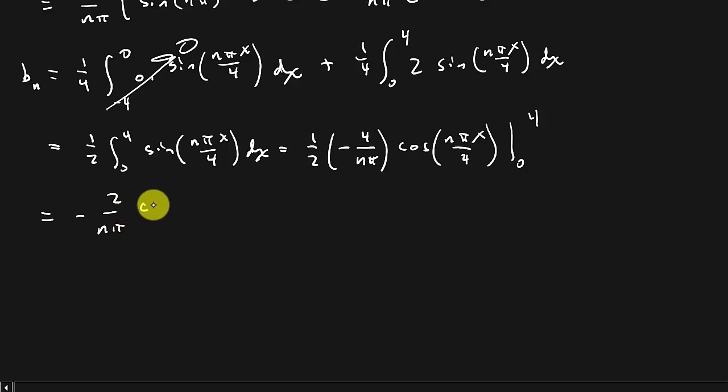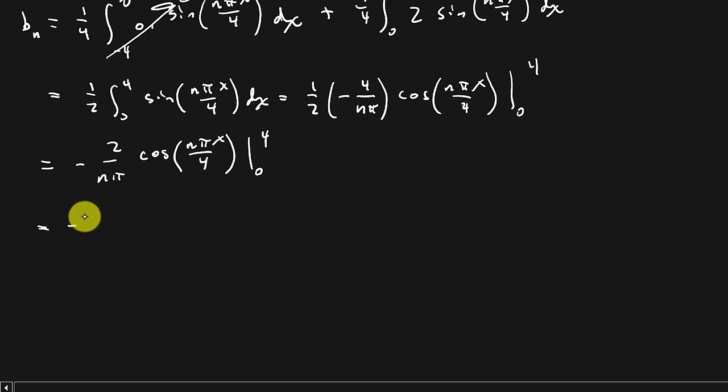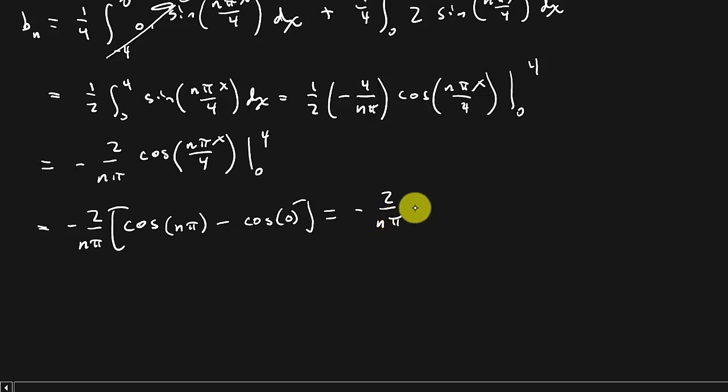Let's clean this up: cosine of n pi x over 4 from 0 to 4. So we get negative 2 over n pi times cosine, plugging the 4 in, that's cosine n pi, minus, plugging the 0 in, cosine of 0. So we get negative 2 over n pi times cosine of n pi, minus 1. We talked about that earlier: when n is odd, cosine is negative 1, and when n is even, cosine is positive 1.